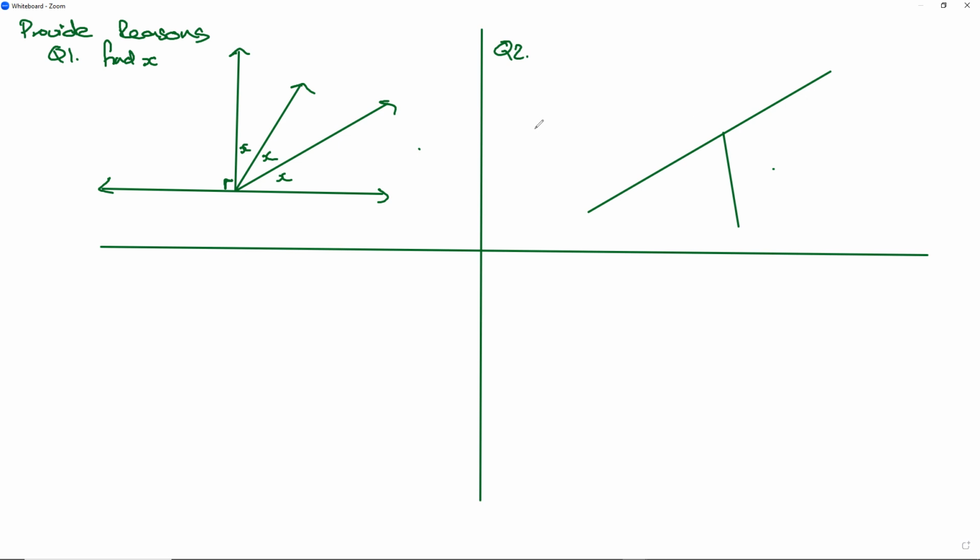Got a straight line on that side. All right, so that's a straight line. And I've got over here x and 2x. Again, I need to find the value of x for this. Question number 3.